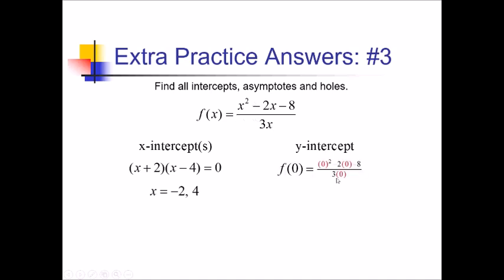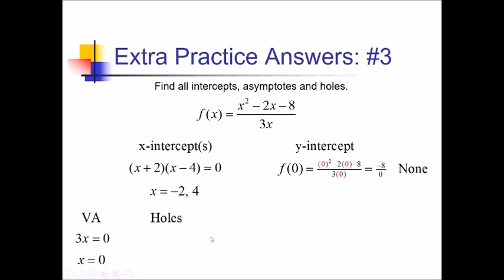If I do that, I end up with just negative 8 in the numerator, but 0 in the denominator. Since I'm dividing by 0, that's actually undefined, which means I have no y-intercept. It doesn't touch the y-axis at all. Okay. Well, let's move on to vertical asymptotes then. So that's going to be x values that zero out the denominator here. If we set 3x equal to 0, we very quickly see that x equals 0 is our vertical asymptote.